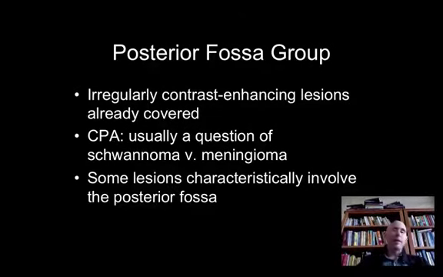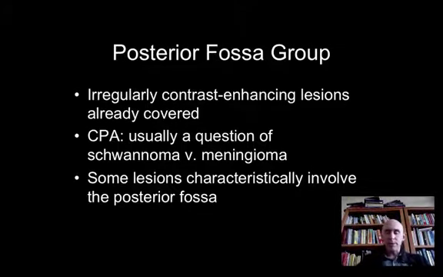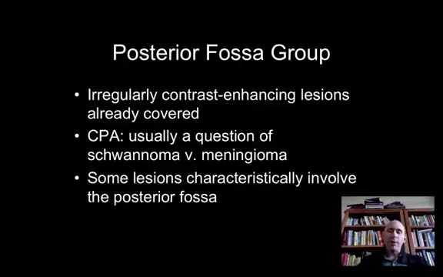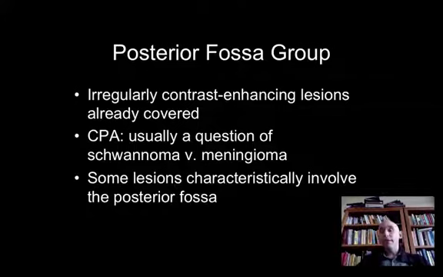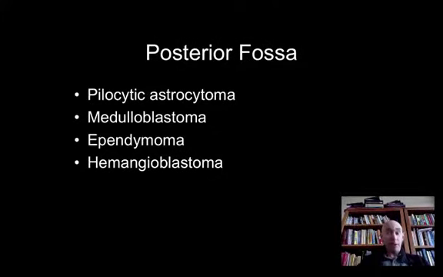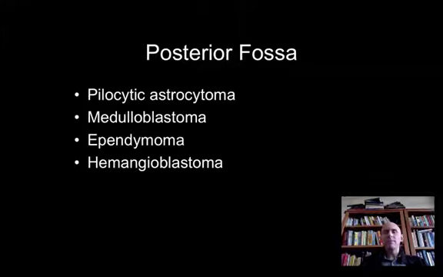We've talked about irregularly contrast-enhancing lesions already. You can certainly get those in the posterior fossa, but they're pretty uncommon. Glioblastoma happens, but it is pretty uncommon back there. So usually when we're called to the gross lab for posterior fossa, we're talking about cerebellopontine angle lesions. We're asked schwannoma versus meningioma, or a variety of other characteristic posterior fossa lesions, including pilocytic astrocytoma, medulloblastoma, ependymoma. Those 3 are classic in pediatric populations. And then hemangioblastoma, which is nicely demonstrated in this case.